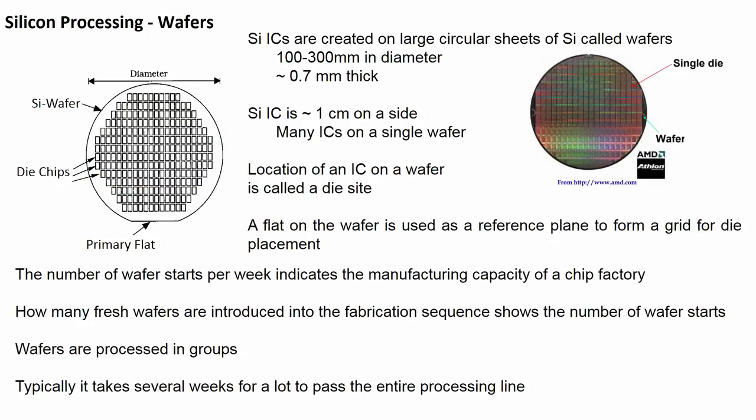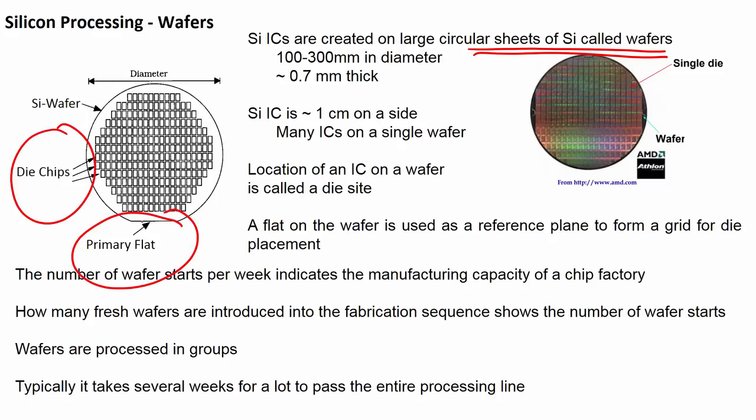Now, if you see silicon wafer processing, when you see silicon ICs, they are created on circular sheets of silicon called wafers. We have already seen how wafers look like. You can see the diameter of the wafer is measured like this. This is a silicon wafer with die chips. This is a primary flat here, and wafers are 100 to 300 millimeter in diameter. This is just an old case. Now we have wafers with much bigger diameter and much more thickness, and then we can have many ICs on one single silicon wafer.